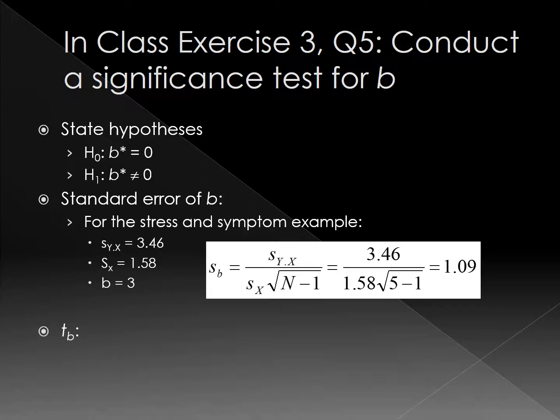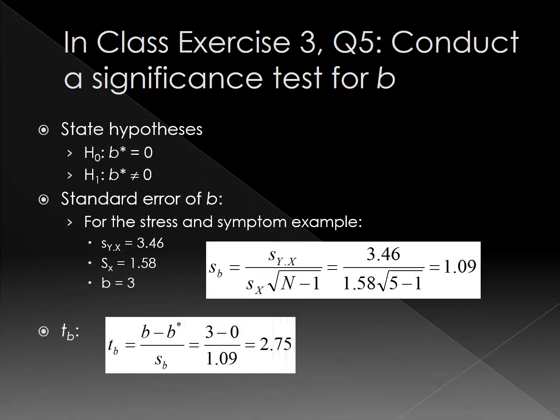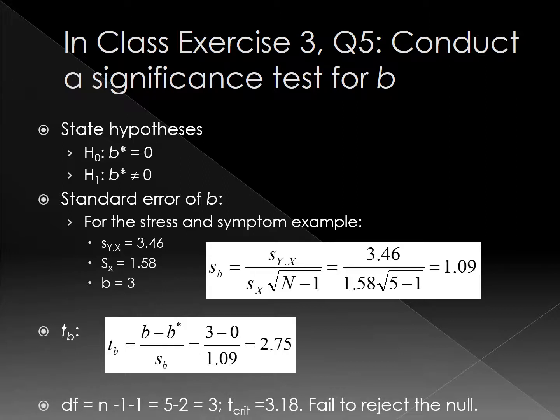The t-score for the B weight is B minus B star divided by standard error of B. So it is 3 minus 0 divided by 1.09. It is 2.75. From the t-critical table, degree of freedom is n minus 1 minus 1, which is 3. T-critical score is 3.18. Therefore, we fail to reject the null hypothesis.